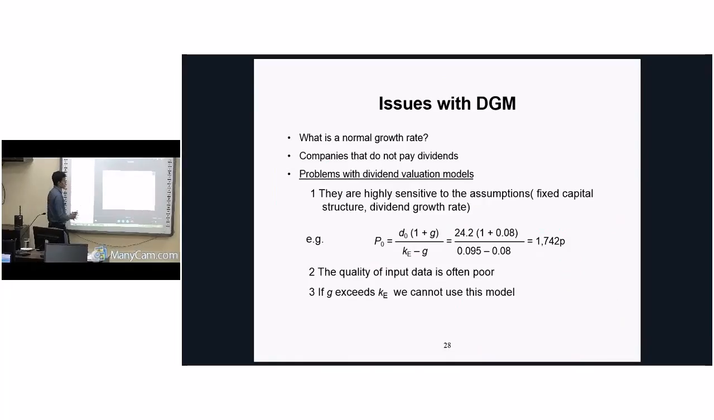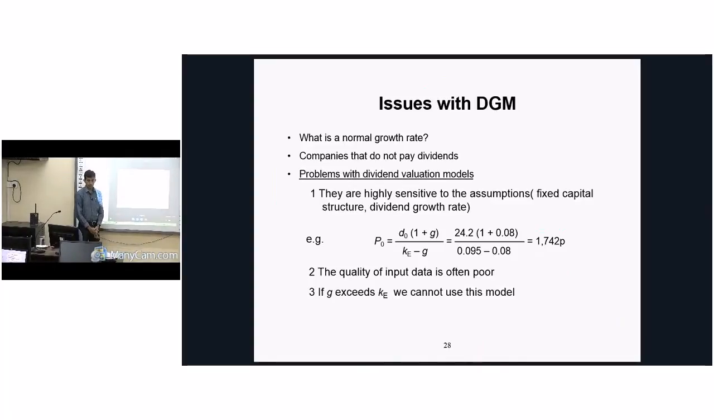Issues of the dividend growth model. The first one: what is the normal growth rate? Again, as I told you, it is almost impossible to tell that a firm will pay this growth rate of dividend in the future, because we all believe that the future is uncertain. We don't know how long the company can survive. And if we are living in such an uncertain world, it is very difficult to calculate this normal growth rate.